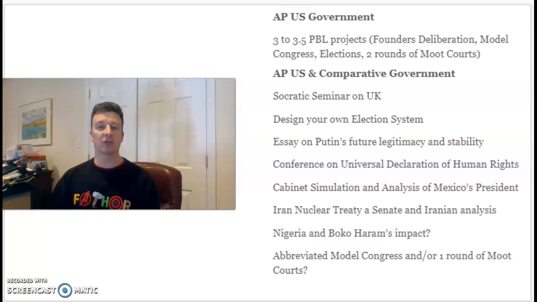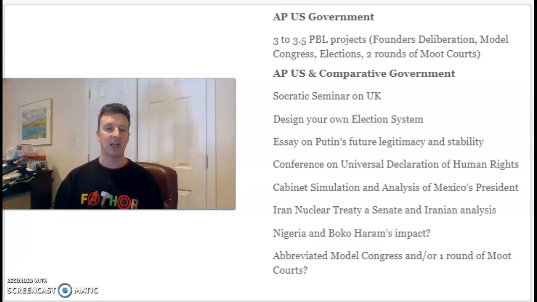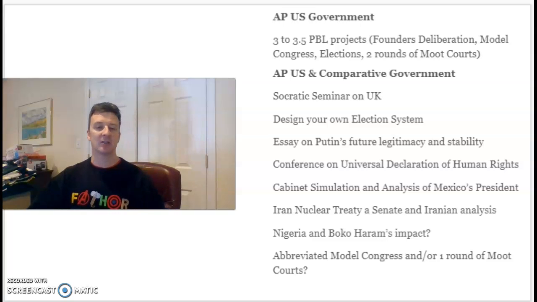We do a conference on the Universal Declaration of Human Rights to compare different countries' views of human rights. We'll likely do a cabinet simulation and analysis of Mexico's president. Then we'll probably take a look back at the Iranian nuclear treaty and see what senators it would take to convince them to actually approve a treaty, and who in the Iranian government would agree to this again. What are the Iranian politics to that? We have not designed anything on Nigeria and Boko Haram, but that is likely a topic we would do. But honestly, as of January 2022, I haven't done anything with that.